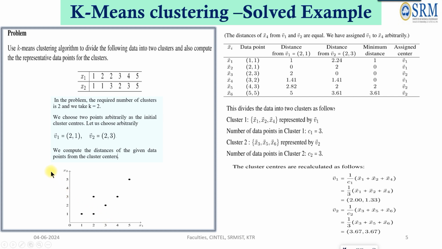The next immediate step is to find the distance between each centroid point given in the question and each and every data point. Here x1 is 1, 1, which altogether we can consider as a single data point or vector. So x1 is (1, 1), x2 is (2, 1), x3 is (2, 3), x4 is (3, 2), x5 is (4, 3), and x6 is (5, 5).